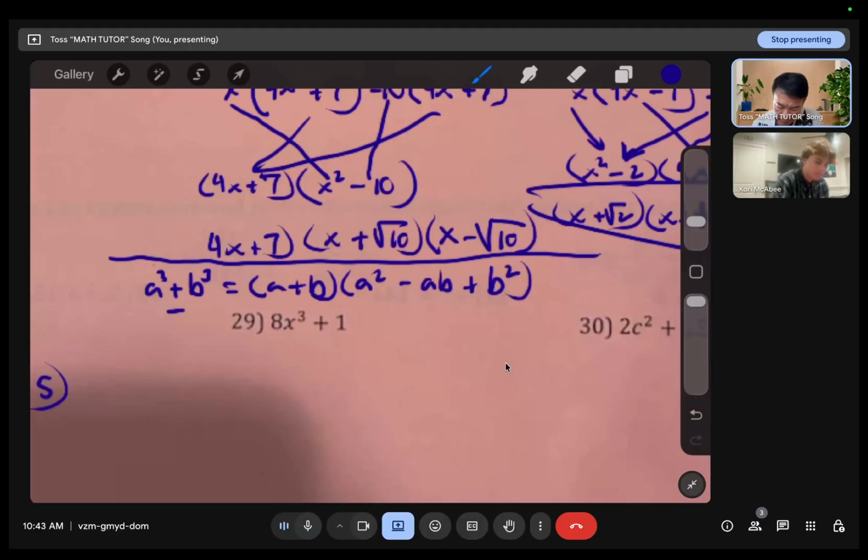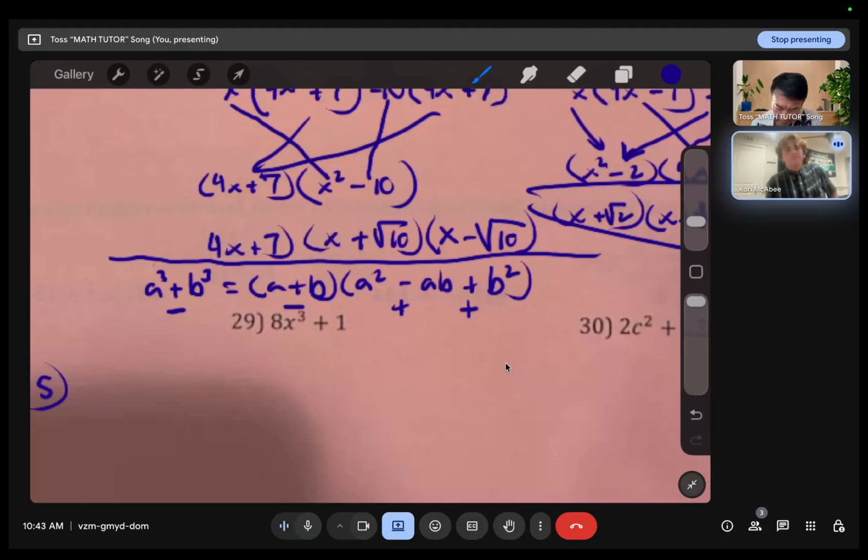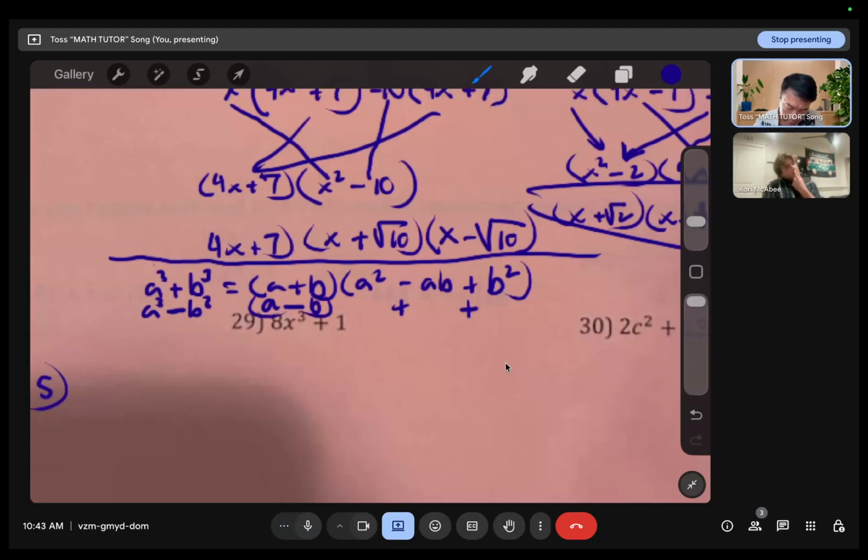If you have a minus here, it will be a minus here, then it'll be a plus here, and then it'll be a minus here, if this were a minus. But the last, I'm sorry, the last is always plus. I'll even write it if you want: a cubed minus b cubed equals a minus b, a squared plus ab plus b squared.